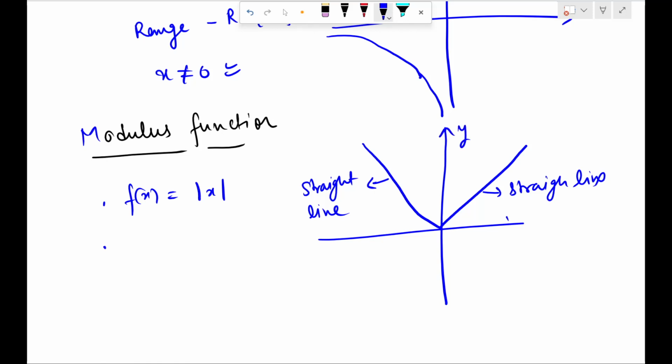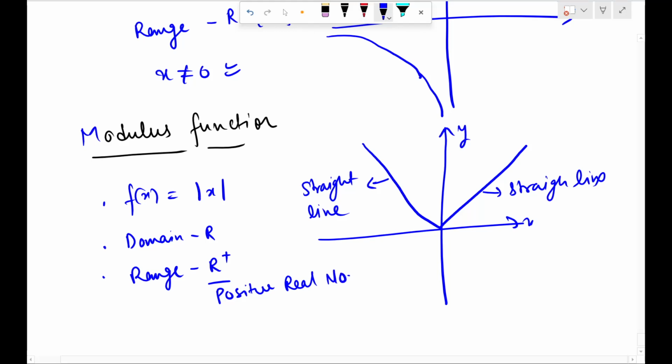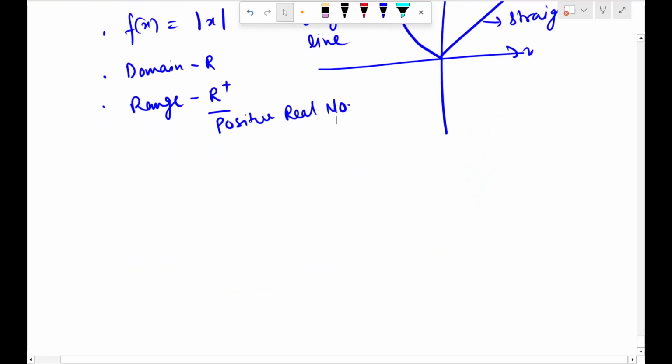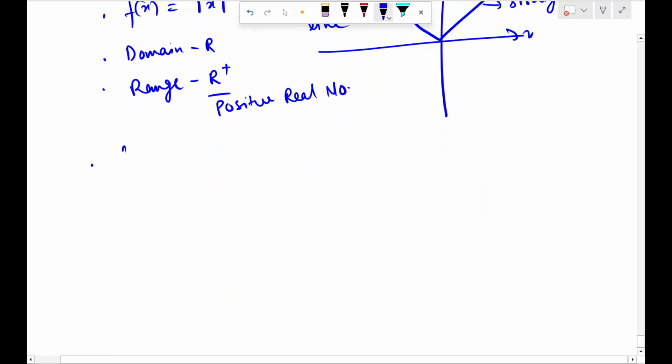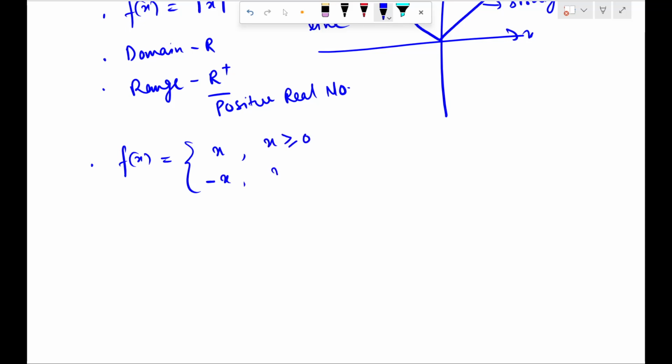This is y, this is x. So its domain is R and range is positive real numbers. So we can also write this function in a piecewise form, where x is positive when x is greater than 0 and x is negative when x is less than 0.